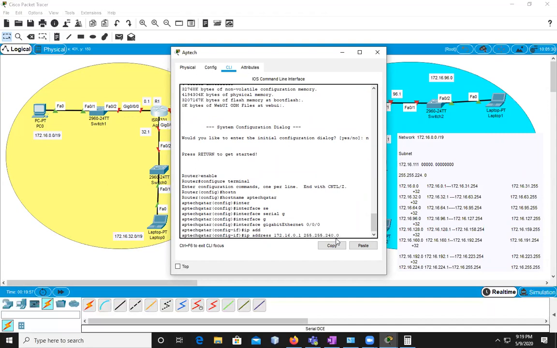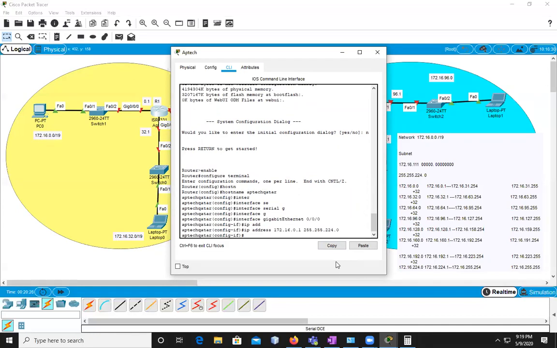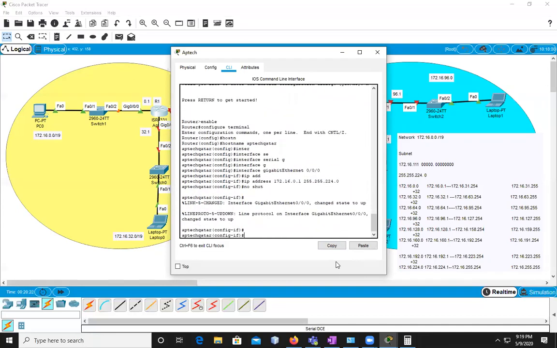So it's 172.16.0.0. I'm talking about this. So the network is 172.16.0.0/19. 19 means the subnet mask is 224, and the IP address will be 0.1. Yes, so 255.255.224.0, and no shut. That's it.